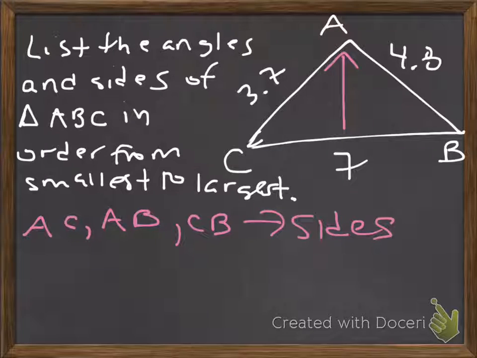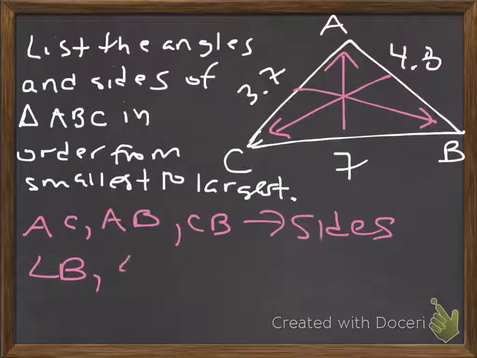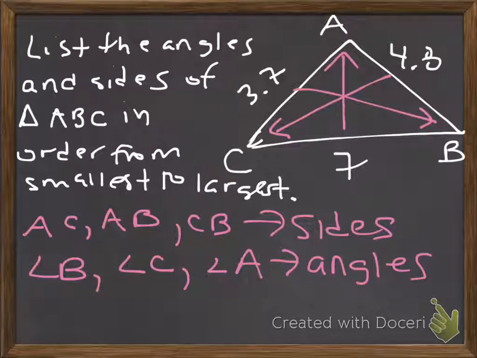Now across from the sides are going to be your angles. So the smallest angle is going to be across from the smallest side, 3.7. So angle B. Then we go in order. Across from 4.8 is angle C. And then, like I said already, across from 7, the largest side, is angle A. So those are our angles from smallest to largest.